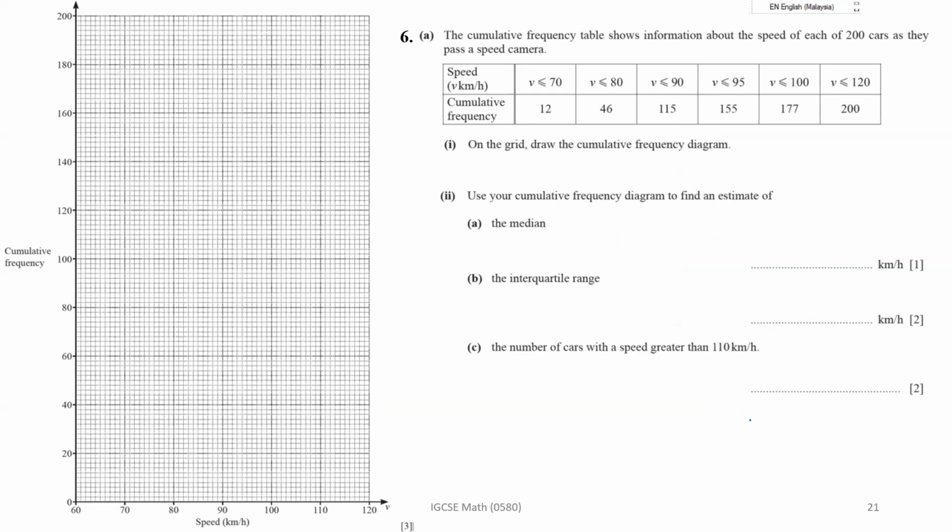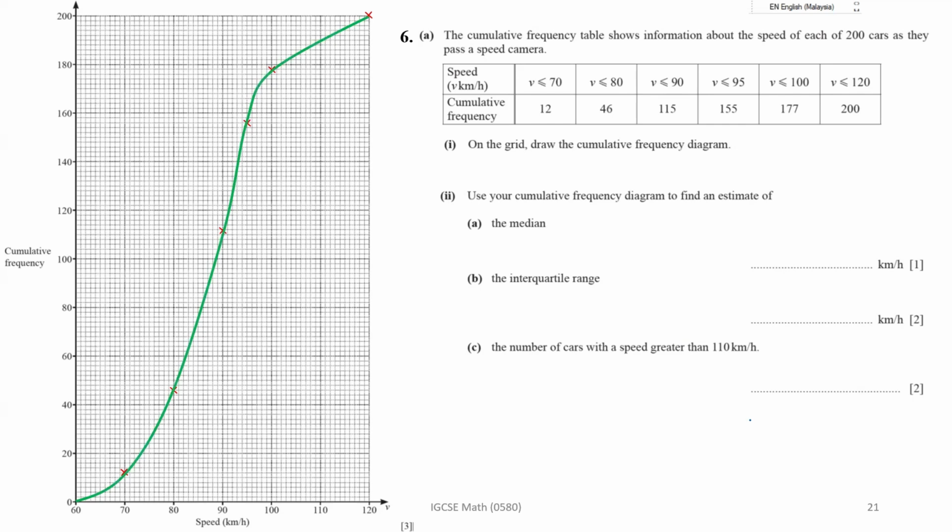Question 6. The cumulative frequency table shows information about the speed of 200 cars as they pass a speed camera. On the grid, draw the cumulative frequency diagram. So you just plot. 70 is 12, 80 is 46, 90 is 115, 95 is 155, then 100 is 177, and 120 is 200. Draw a smooth curve.